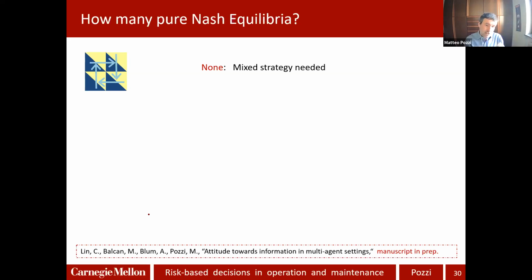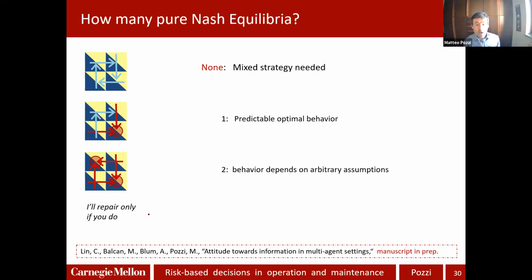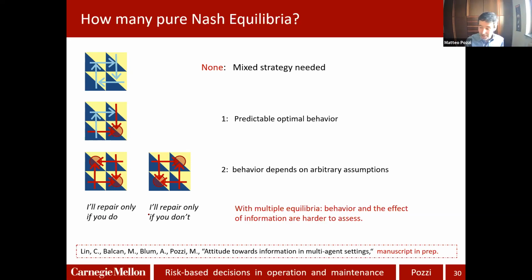equilibria you may have. It turns out that you can have none, unless you consider mixed equilibria. You can have just one equilibrium, and that is very good for predicting what the behavior of the agents will be. Or you have multiple equilibria, for example, an agent that says, I'll repair only if the other guy will do it, or I repair only if the other guy won't. You can have this kind of setting in series and parallel systems. And these, of course, make it a little bit harder to model what the behavior would be.